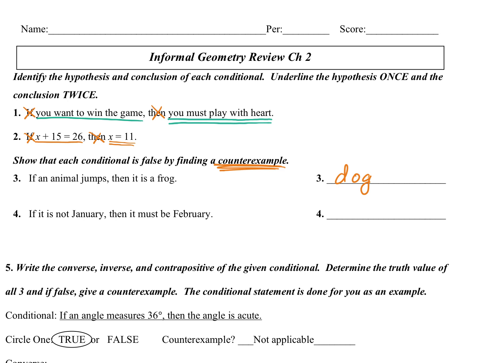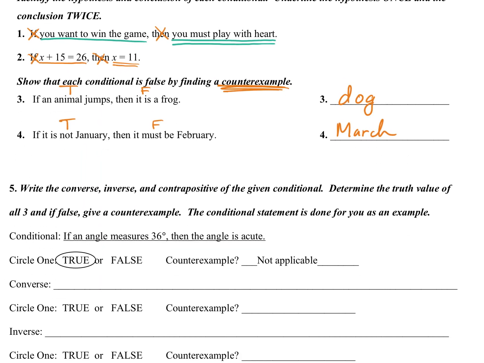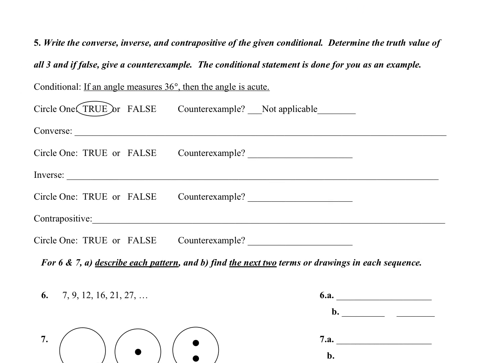All right. Number 4. It could be March, right? Now here's the thing. Your counterexample is just a word again. So March, October, whatever. June works too. Any month that is not January but is also not February. Basically, here's how you want it to be. You want the first part to be true, but the second part false. The first part true, the second part false, right? That would be a counterexample.